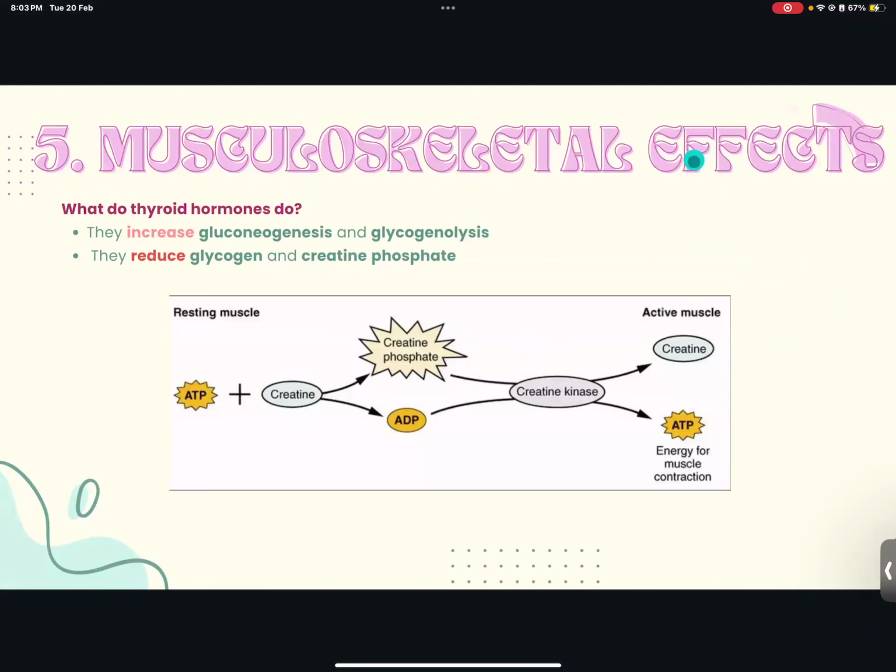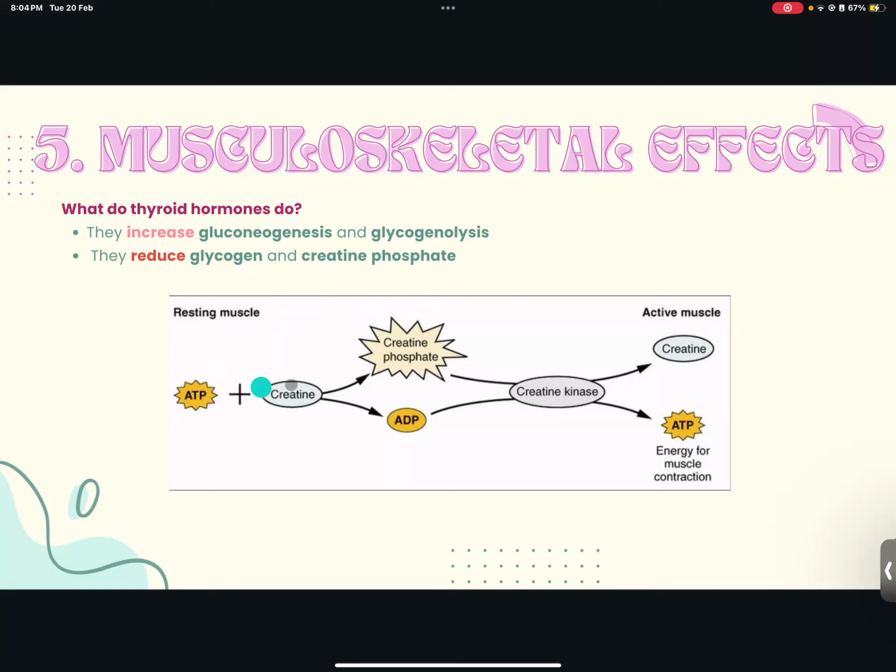Now you have the musculoskeletal effects, and basically the effects of thyroid hormone on the musculoskeletal system will increase two things and decrease two things. It'll increase gluconeogenesis and glycogenolysis because, again, thyroid hormone likes to increase everything. So it also increases glucose in your muscles to give it more energy. And they also reduce glycogen and creatine phosphate. So it makes sense that they reduce glycogen, but why creatine phosphate?